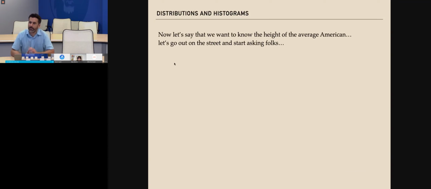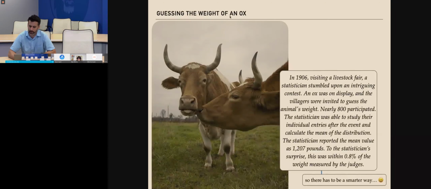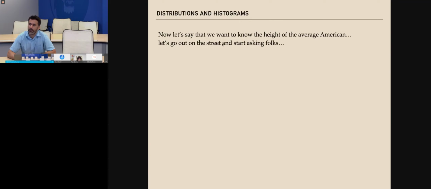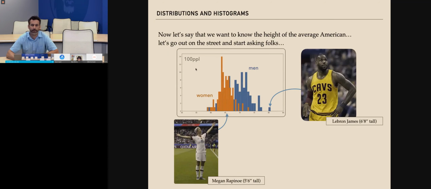Okay, so now let's start quantifying all these ideas and start applying them into writing our own code. Okay, so let me start thinking about distributions and start plotting data using histograms. And you probably have seen this, but it's just useful to refresh, even if you have seen it. So let's imagine that instead I wanted to determine the height of the average American. And so what I can do is just go to the street, right, and start asking a random assortment of people.